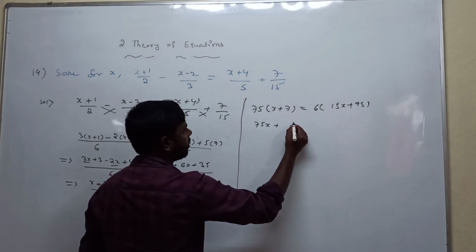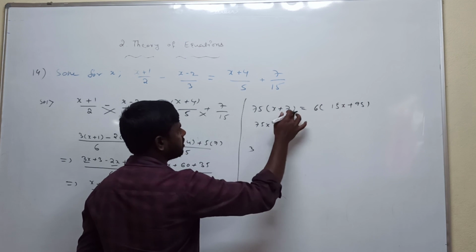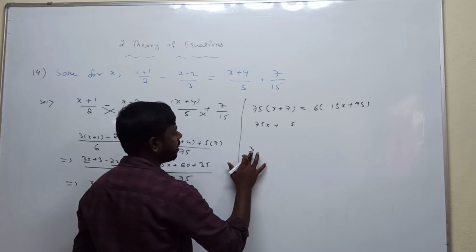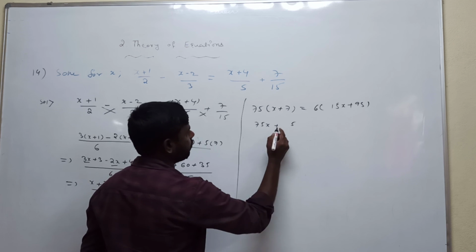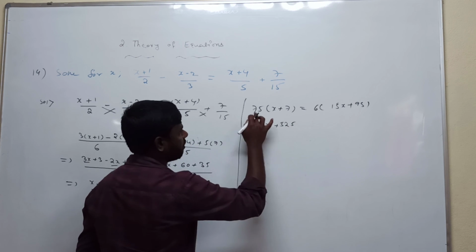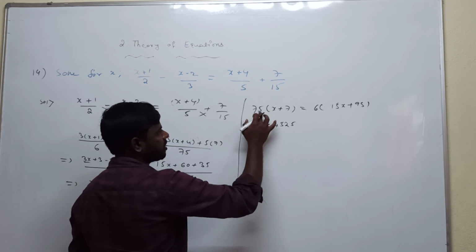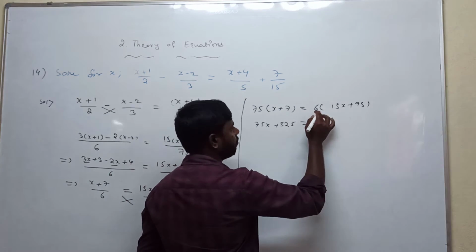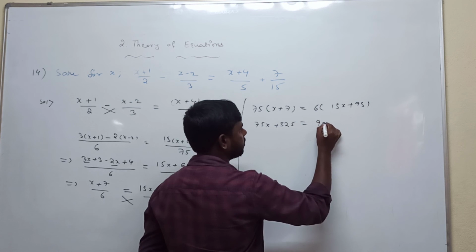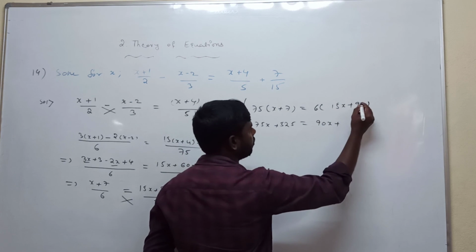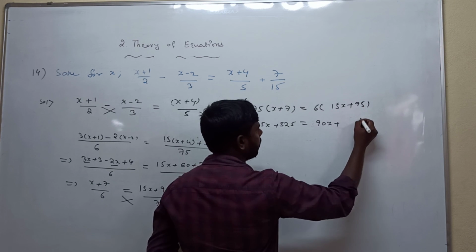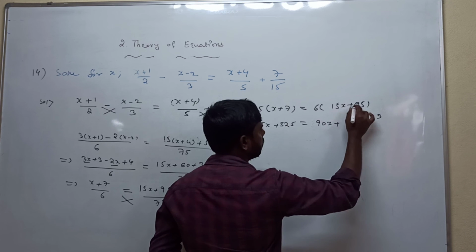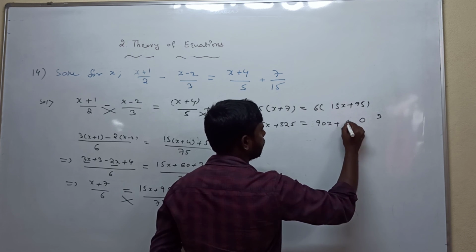75 into 7 is 525. So 75x plus 525 is equal to 15 into 6 is 90x plus 6 into 95. 6 into 5 is 30, 6 into 9 is 54, 54 plus 3 is 57, so 570.